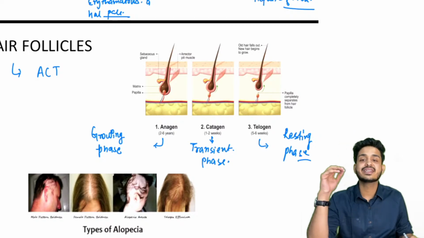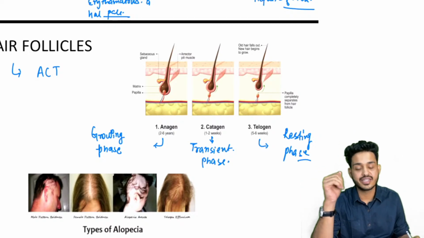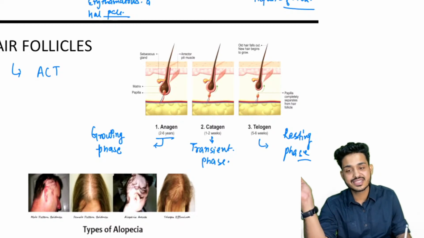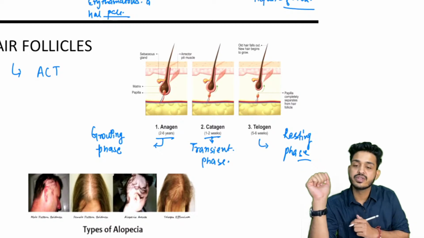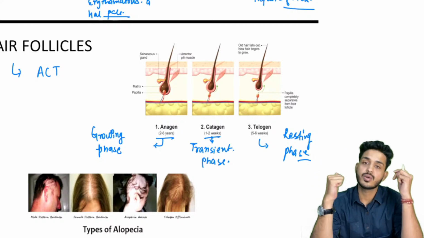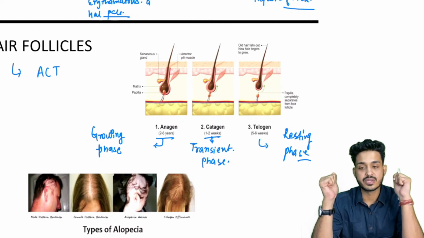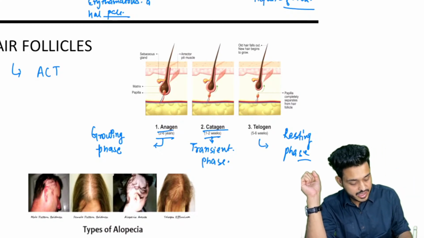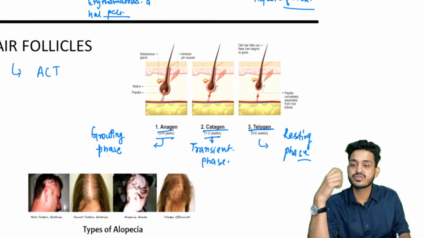So we are basically having three phases, A, C, T. Anagen will be lasting for years, that is approximately 2 to 6 years. Catagen will be lasting for weeks only, and telogen will be lasting for months, that would be approximately 3 months. So these are the three phases of hair cycle.